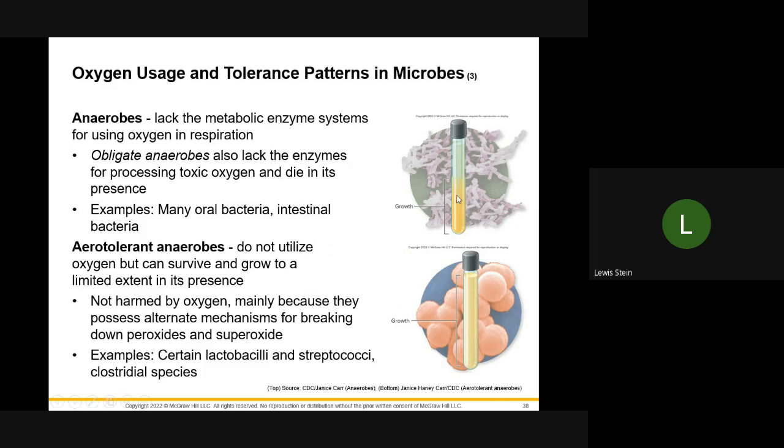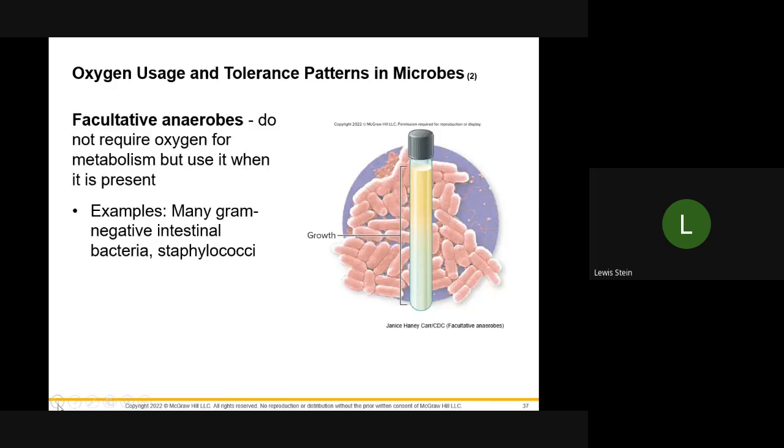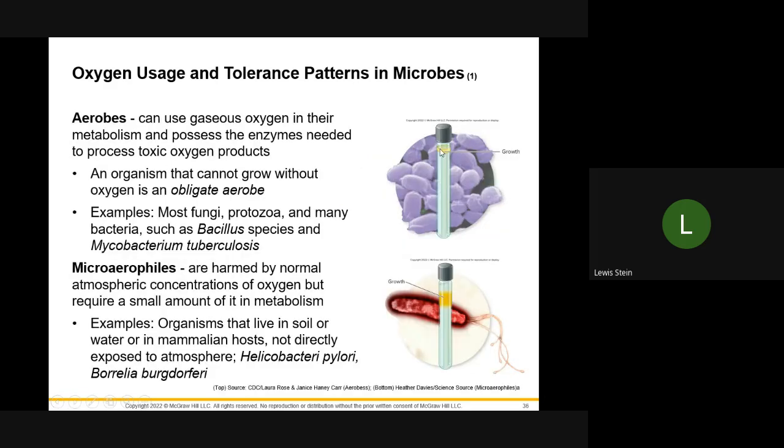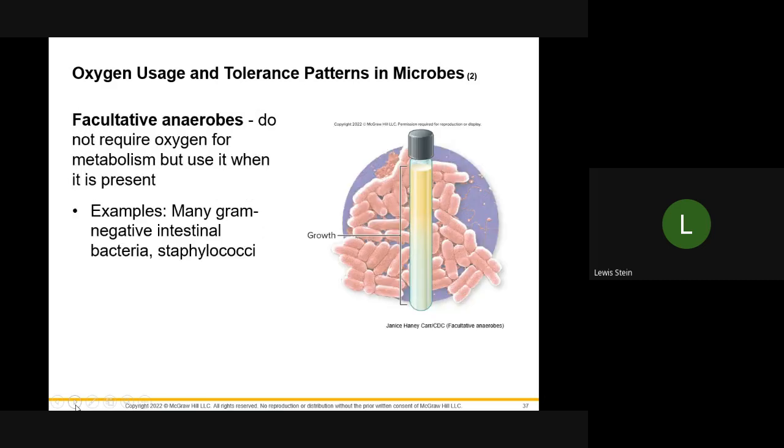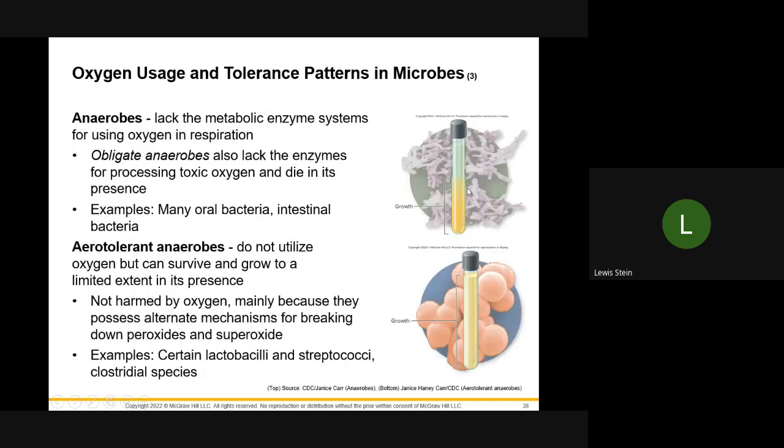So they grow at the bottom of the tube. If you look at the tube so far, facultative throughout the tube. Aerobes at the top, obligate. Microaerophiles down from the top because they don't want all that oxygen in their way. Facultative throughout. Anaerobes, bottom of the tube.